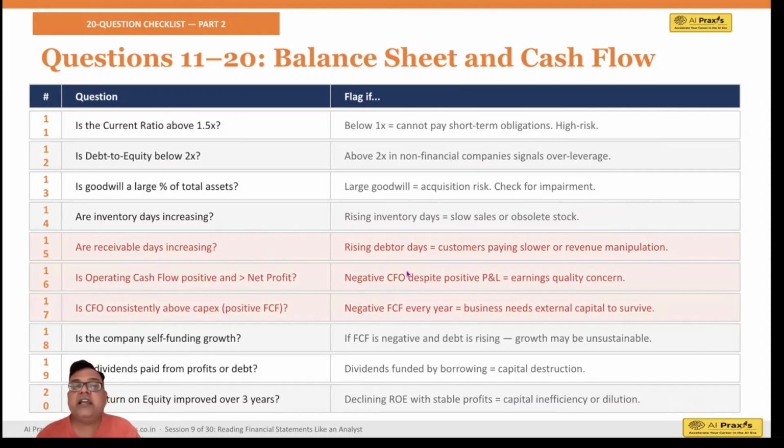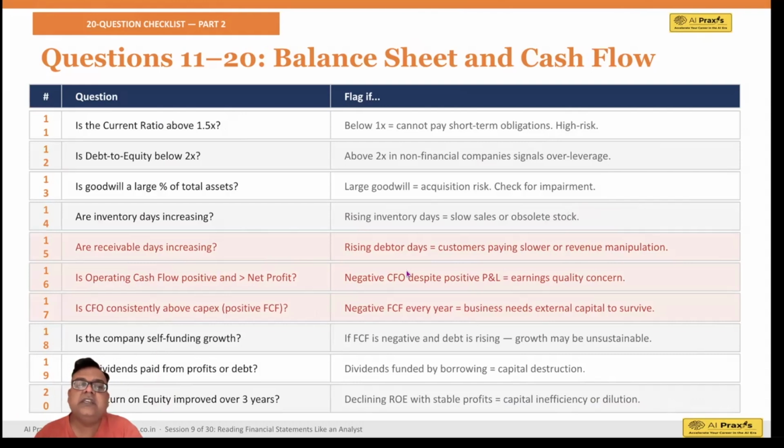Now, is operating cash flow consistently above capital expenditure? In other words, is free cash flow positive? If free cash flow is negative every year, the business depends on external funding to survive. Okay, we saw the 3 types of cash flows: CFO, then CFI, and the financing part, the investment part, right, that we actually saw. So the business depends on external funding to survive.